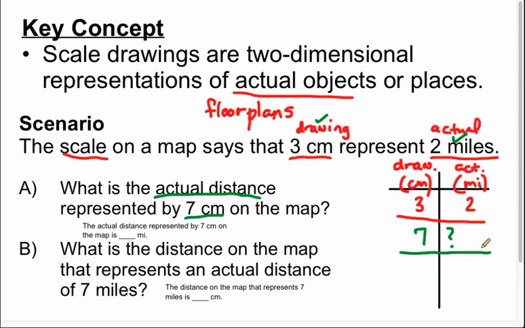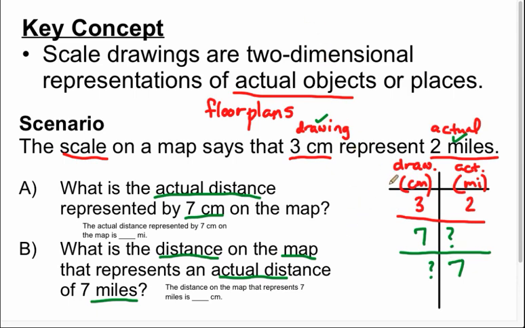Okay? And let's go to this question right here as well. What is the distance on a map? So that would be the drawing itself. So I want to find out what that is. That represents an actual distance, so the real life distance of 7 miles. So 7 miles would go right here.